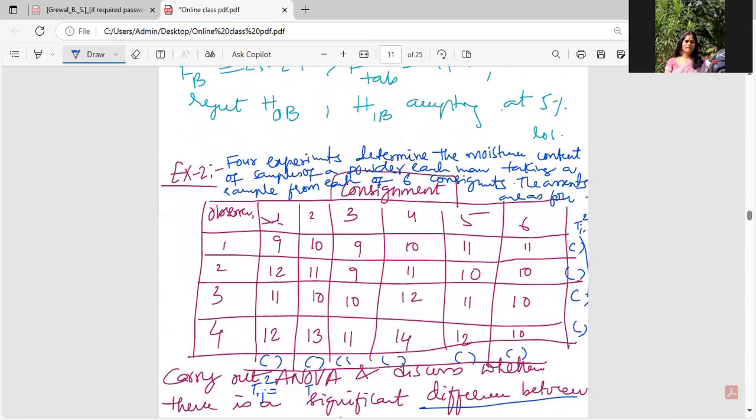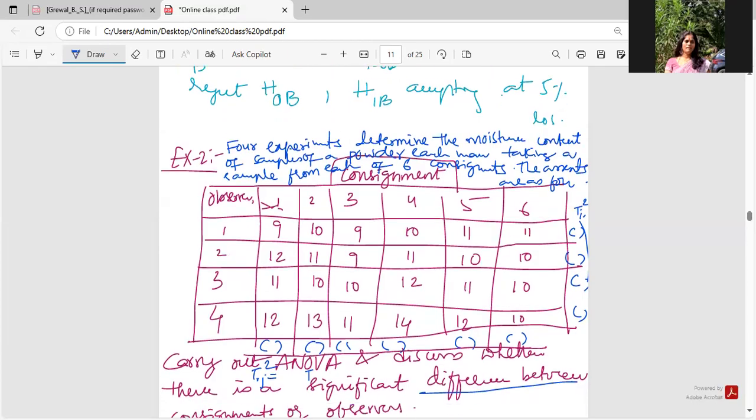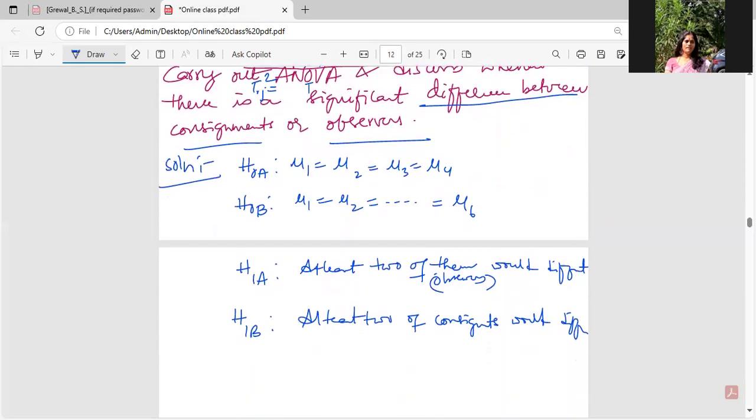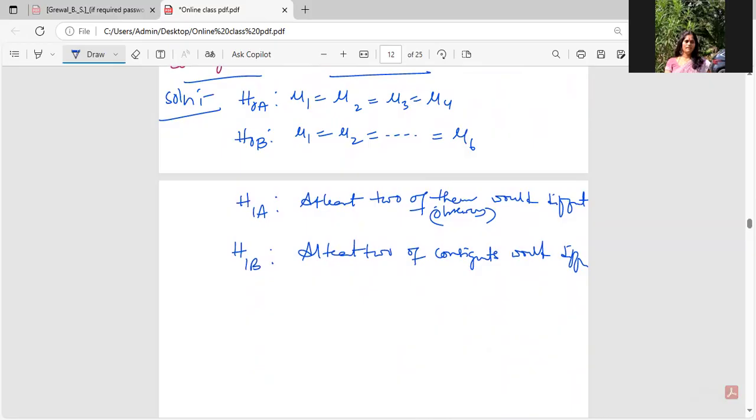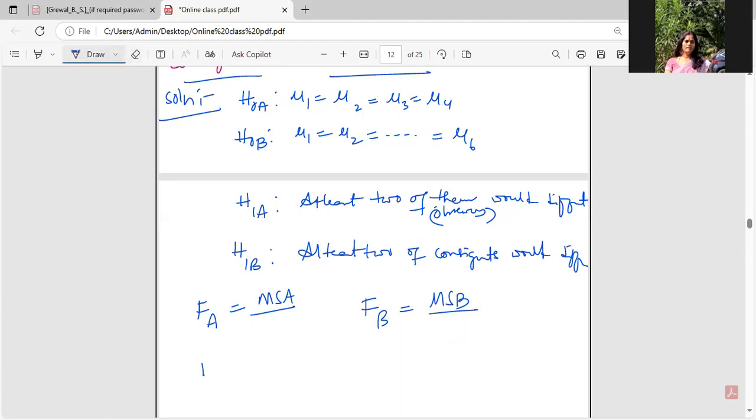I'll just write those values here. I'm not doing this problem, I'm just giving an overview so that we don't forget. FA would be MSA by MSE, FB would be MSB by MSE. FA and FB I will calculate.